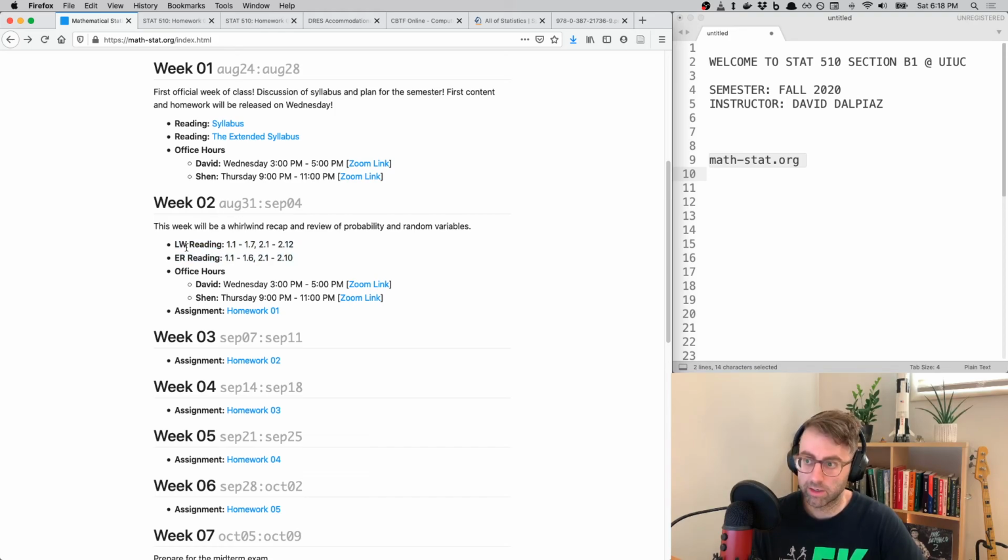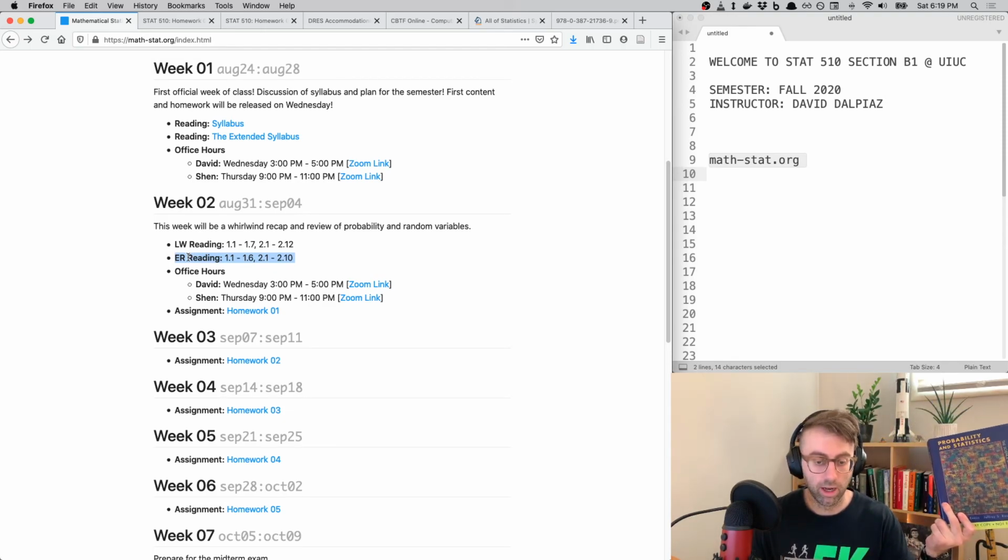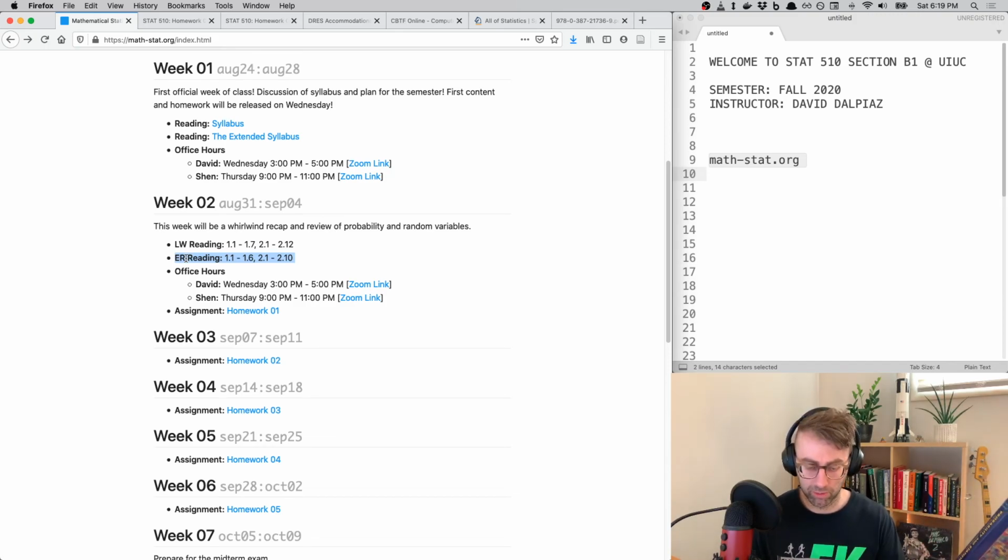With respect to readings, anything from LW, that's from Larry Wasserman's All of Statistics, is required reading. The ER reading, that's Evans and Rosenthal, again has a free link in the syllabus. That's optional reading. The Wasserman book is very concise, which I love. But if you want a little more detail, Evans and Rosenthal has the nitty-gritty mechanical details of doing problems, which might be particularly useful.